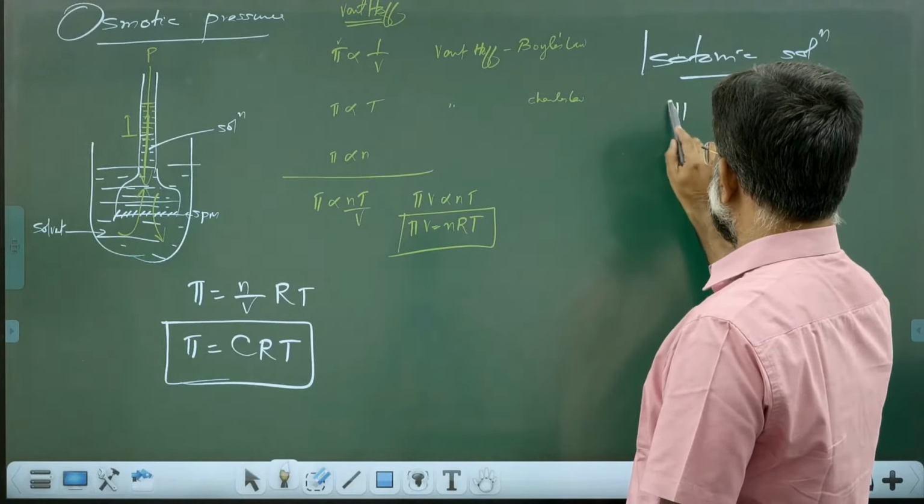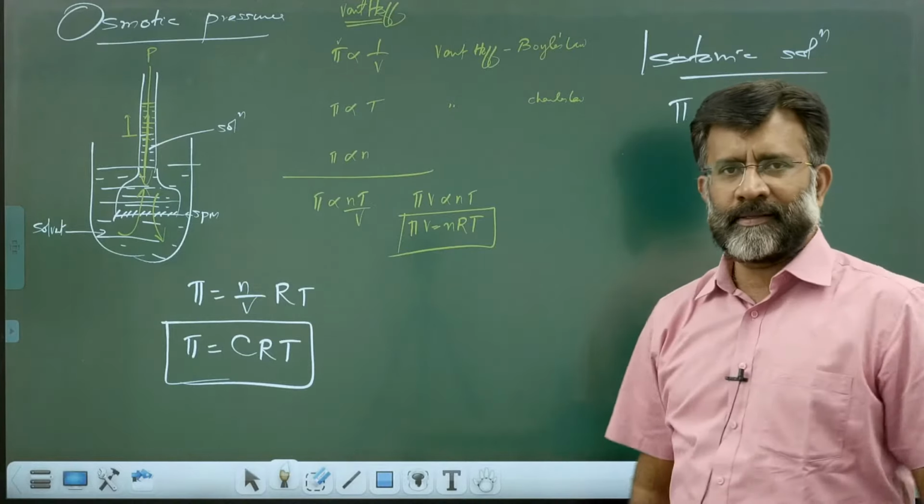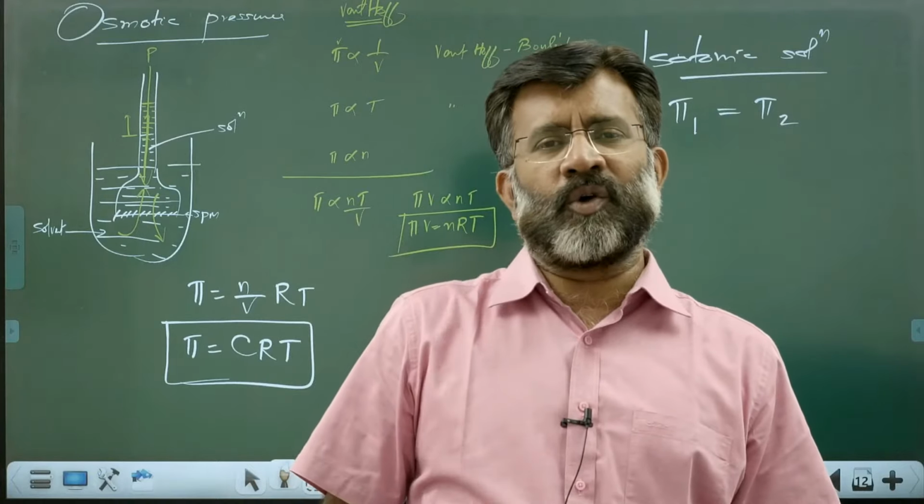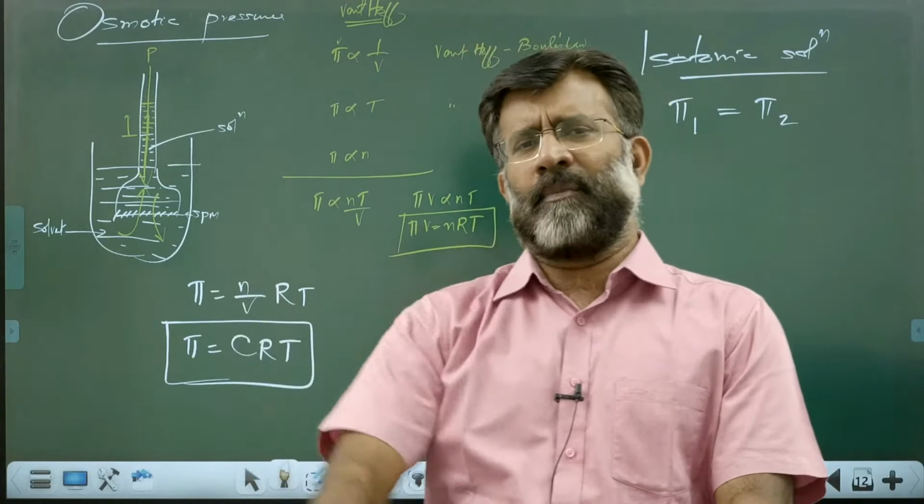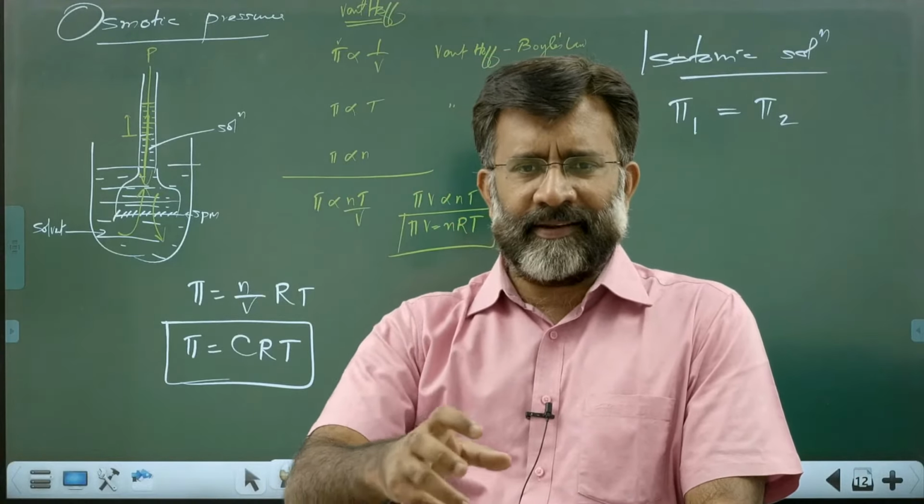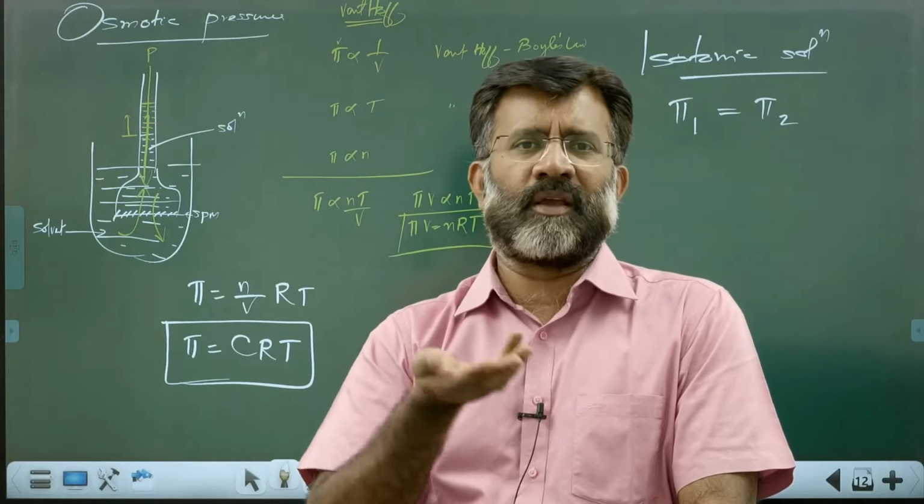Isotonic means two solutions having the same osmotic pressure. That is an isotonic solution. Two solutions having the same osmotic pressure is called an isotonic solution. We are learning the applications also. Intravenous injections are salinated sufficiently such that they are isotonic with the blood.